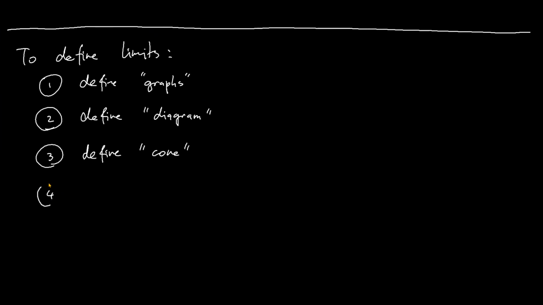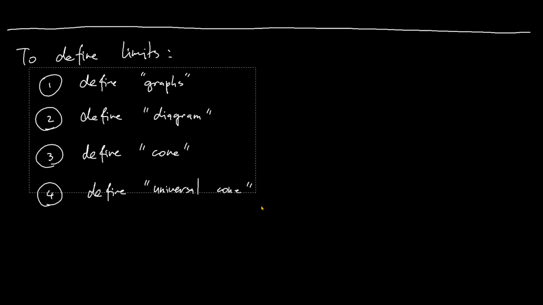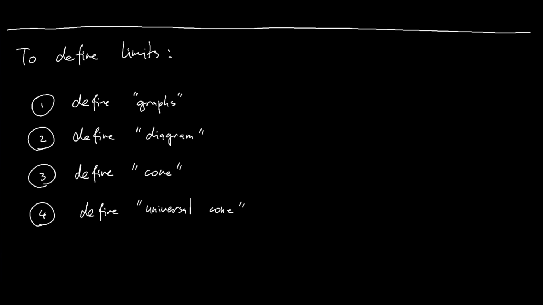And then finally, state this condition saying that something is unique. That means defining a universal cone. Okay, so let's define each of these concepts, but in some cases we're going to take shortcuts. We're going to use a kind of subtractive approach in some of these definitions.